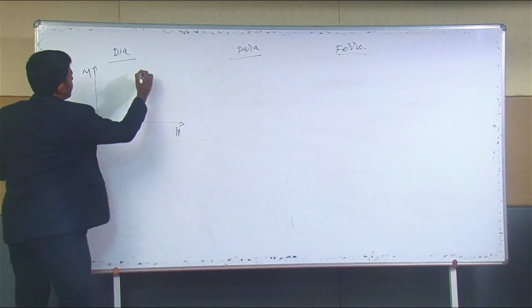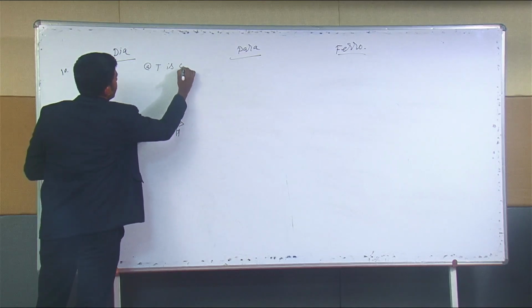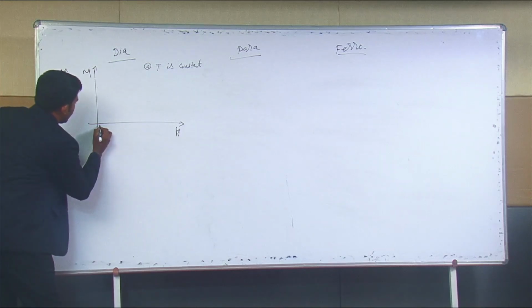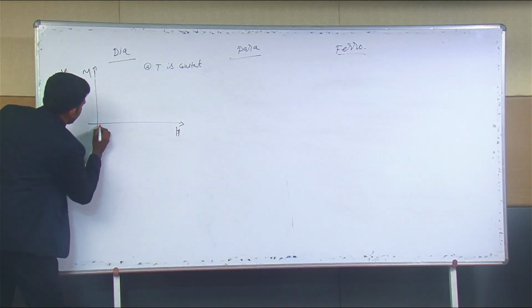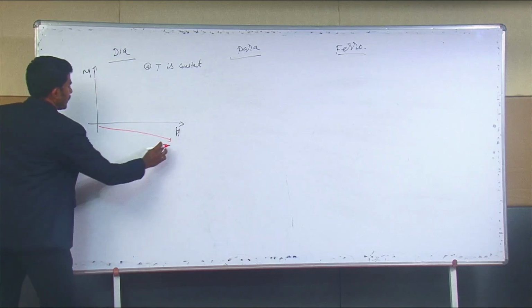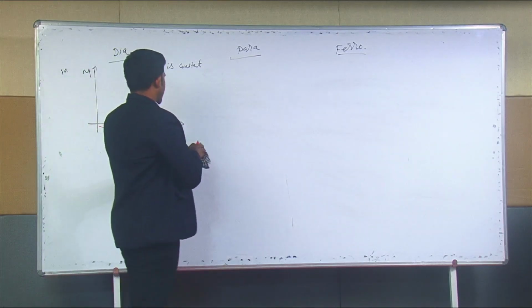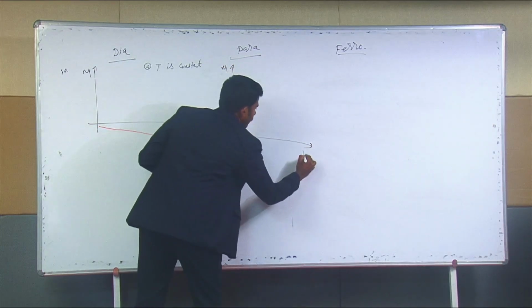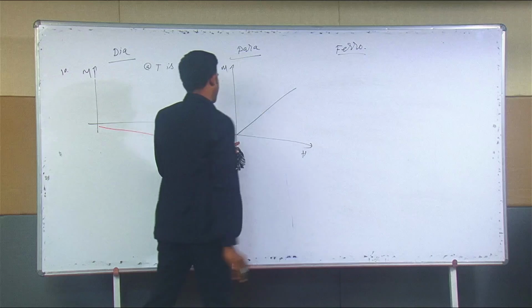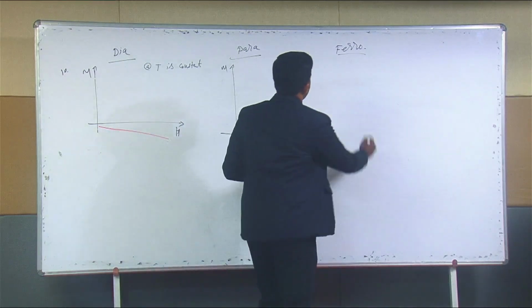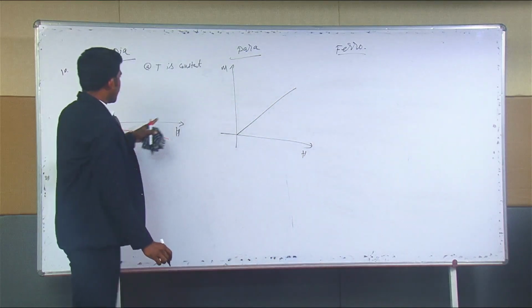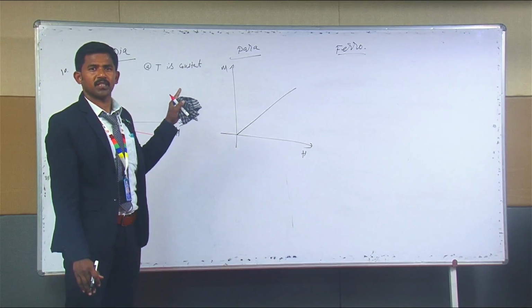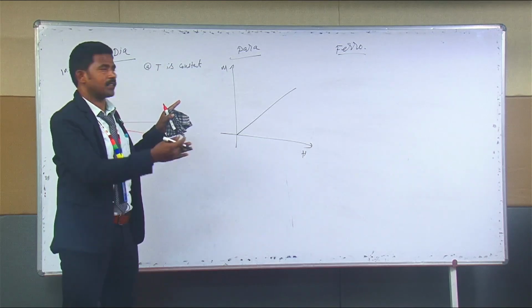Which means at constant temperature, T is constant, it will be like this, negative like this. Whereas in the case of paramagnet, it obeys y equals mx plus c, like this. Whereas in the case of ferromagnet, it is not linear, it is a non-linear type, so that's why a hysteresis loop will come.